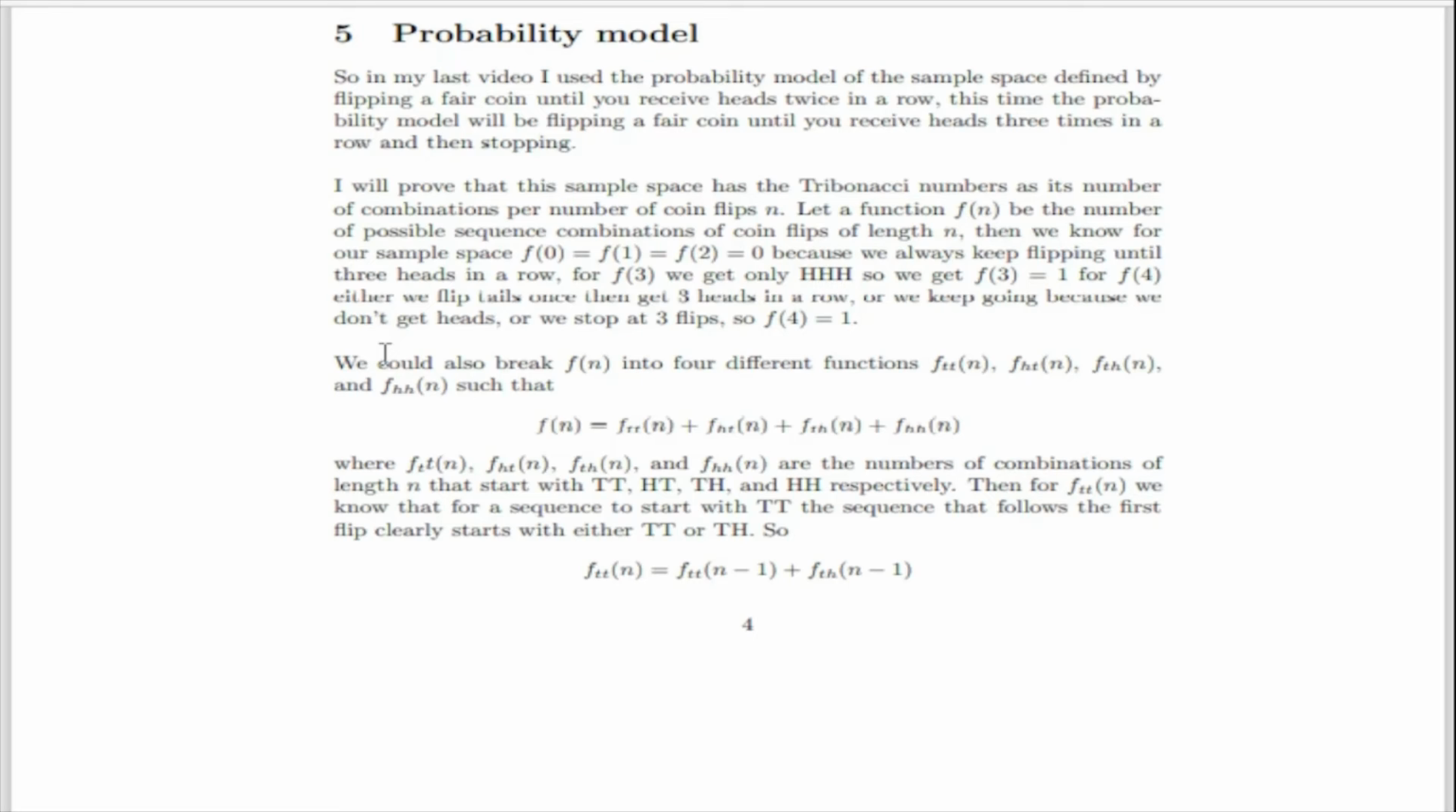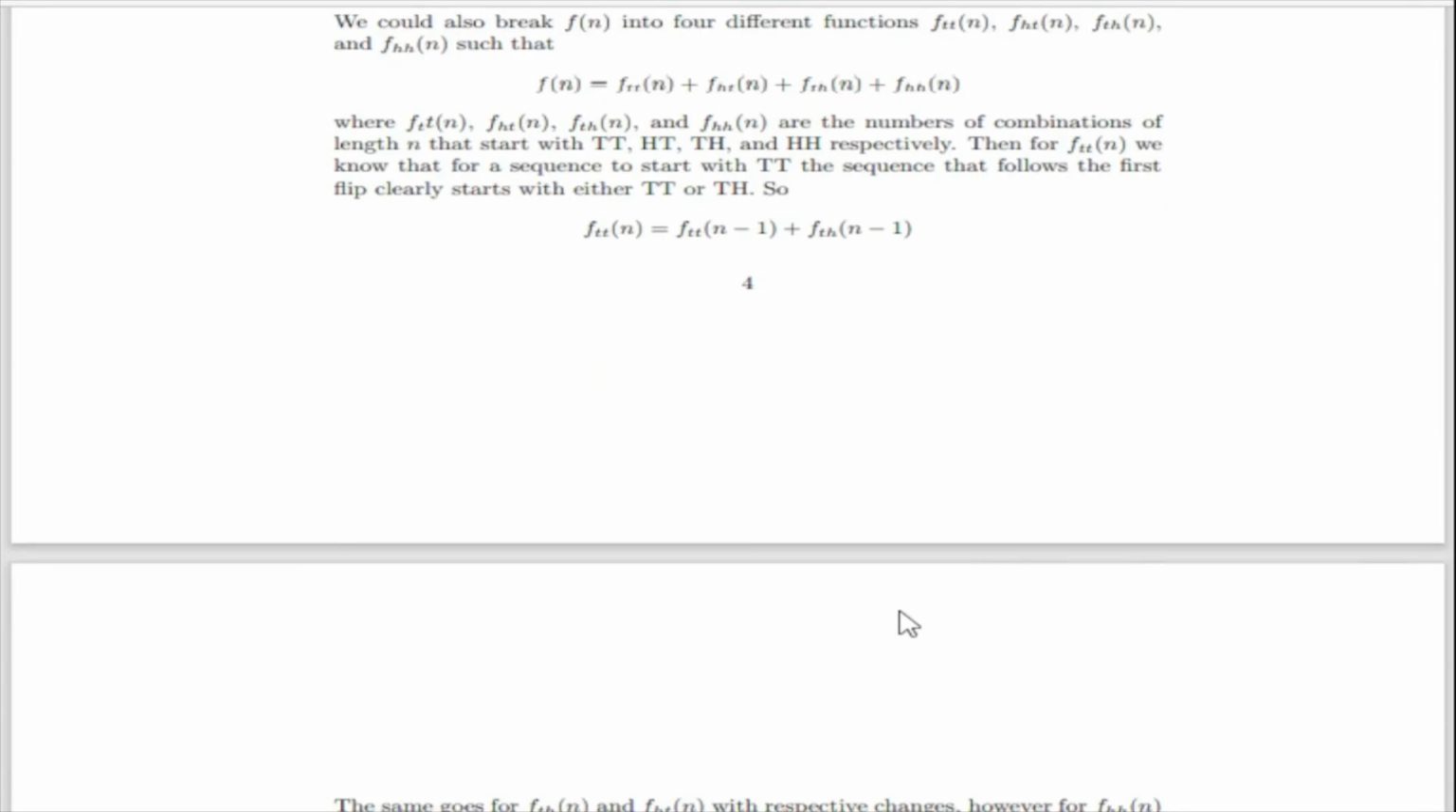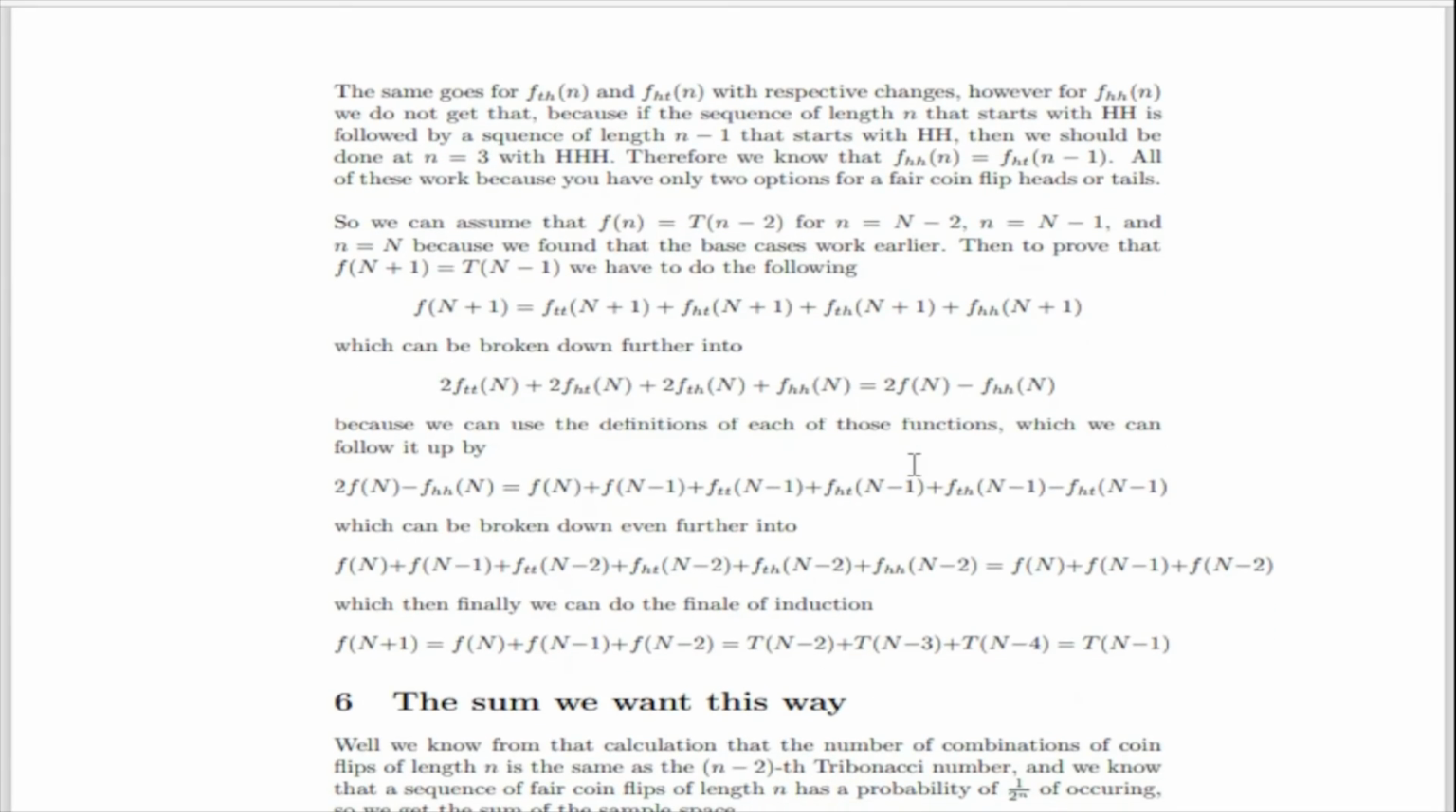Then for f sub tt of n, we know that for a sequence to start with tt, the sequence that follows the first flip clearly starts with either tt or th, because otherwise the next starting flip would not be a t. So we get the following: f sub tt of n equals f sub tt of n minus 1 plus f sub th of n minus 1. The same goes for f sub th and f sub ht with the respective changes.